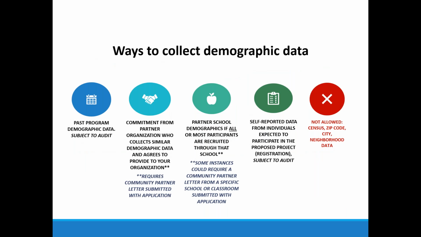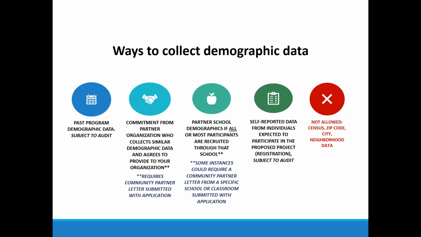Here's a couple ideas. It really depends on your organization, your project, but many of our applicants have past program demographic data to justify what they're proposing, and that is subject to audit. You could also include a commitment from a partner organization, like maybe the Boys and Girls Club, the YMCA, a specific school, who already have that demographic data and they agree to provide it to your organization. That requires a community partner letter that states that, and it's uploaded with your application.